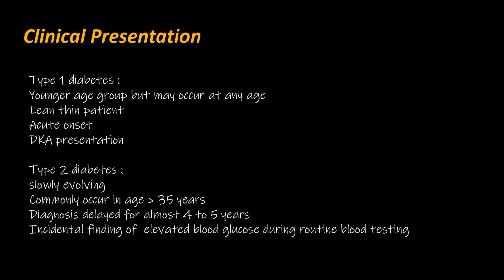Type 2 diabetes is a slowly evolving diabetes. It mainly occurs in age more than 35 years. The diagnosis of type 2 diabetes is delayed for 4 to 5 years. As I have said earlier, the insulin resistance is compensated by the pancreas, and because of this compensation, the diagnosis of diabetes is delayed for around 4 to 5 years. Mainly, type 2 diabetes is diagnosed incidentally by elevated blood glucose level found for certain other reasons or during hospitalization for certain other causes. The phenotype of the patient is mainly obese or overweight.